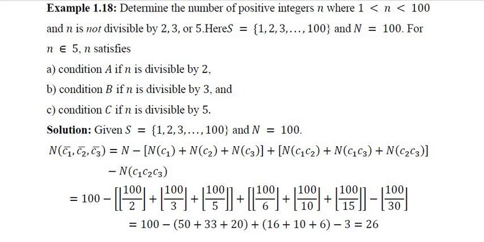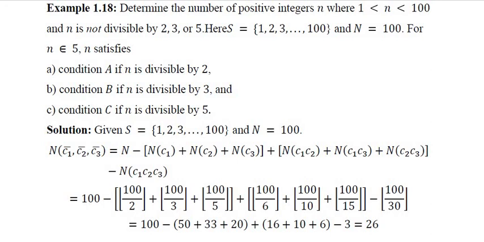There are 50 numbers which are divisible by 2 there. So similarly, n of C2 means the greatest integer of 100 by 3. That is, the numbers which are divisible by 3. So there are 33 numbers which are divisible by 3 in this set 1, 2, 3 etc. up to 100 there. Next is n of C3, that is 100 by 5, that is if n is divisible by 5. That is, we have 20 integers which are divisible by 5 in this set 1, 2 etc.